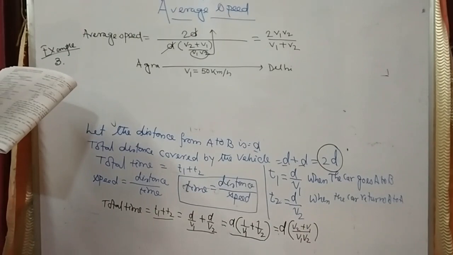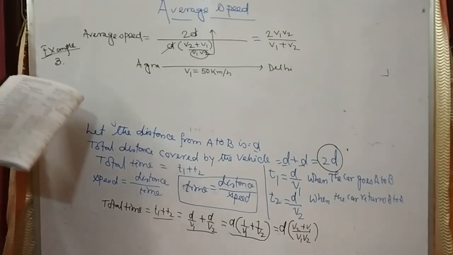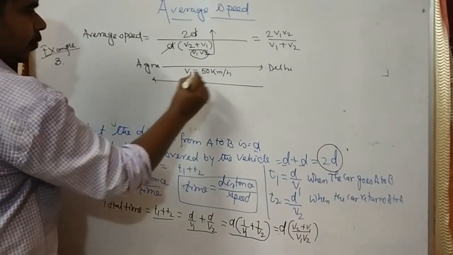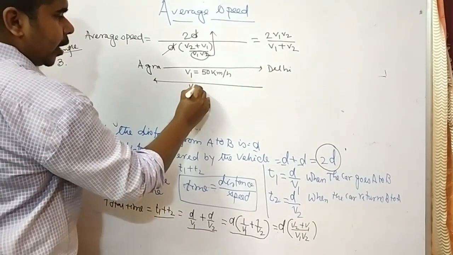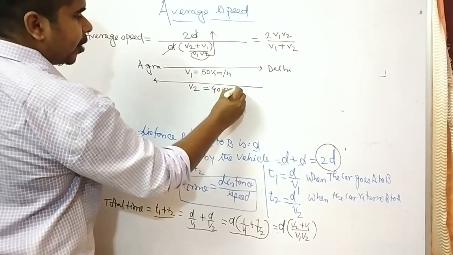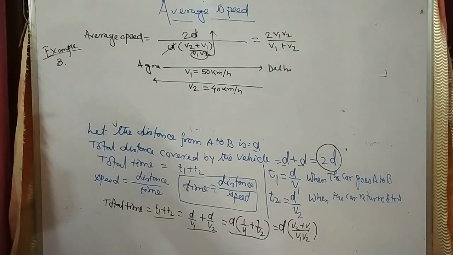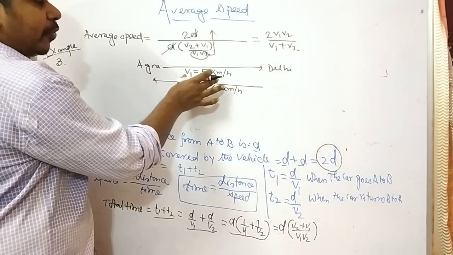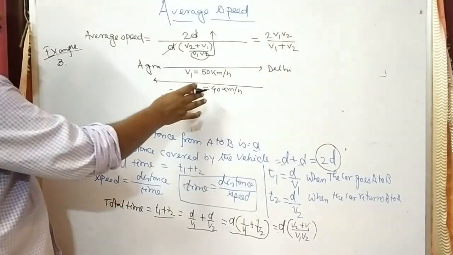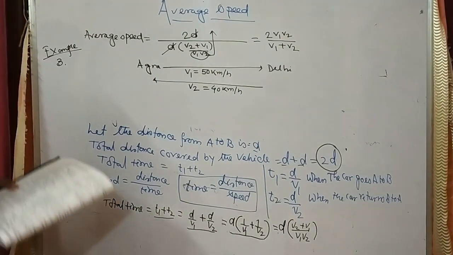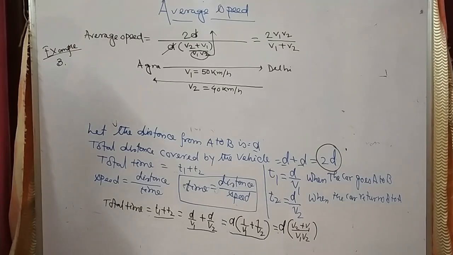And it returns from Delhi to Agra with a constant speed of 40 km per hour. So when it returns from Delhi to Agra, your v2 is 40 km per hour. Okay, so two speeds are given. Agra to Delhi, it went by v1, and Delhi to Agra, it came by v2. Two speeds are given. Now the question is, find the average speed.